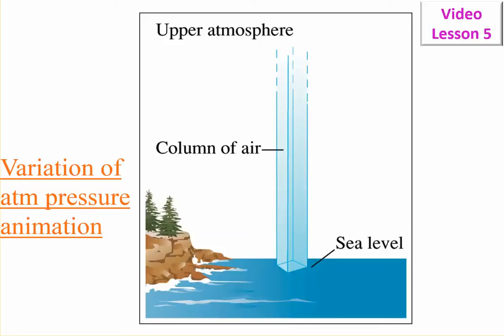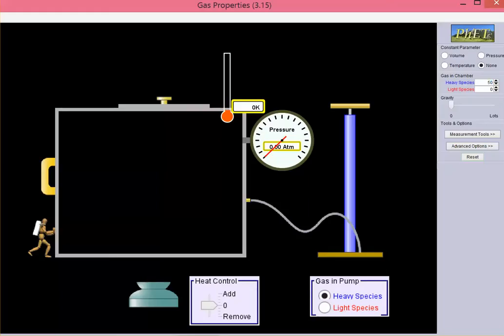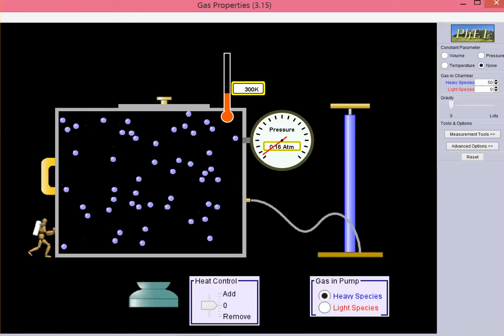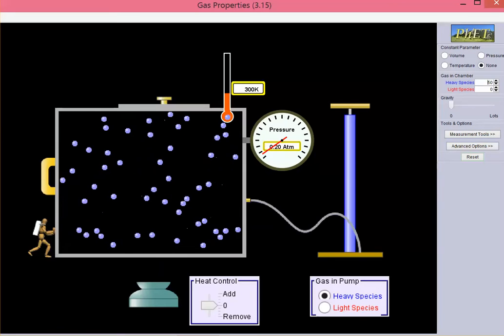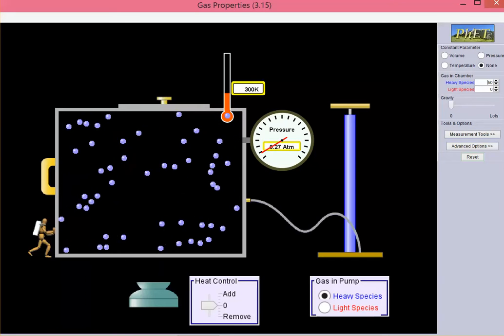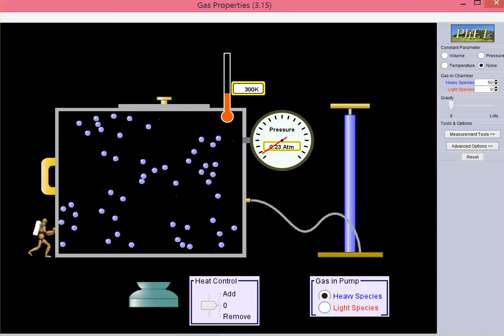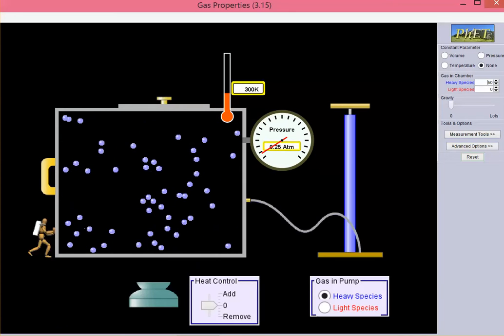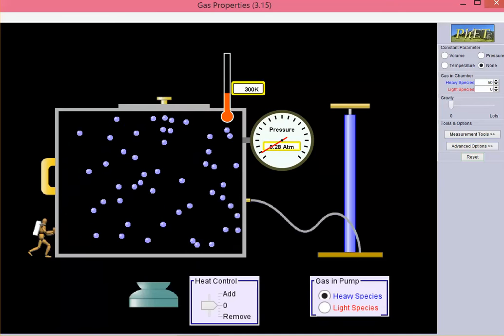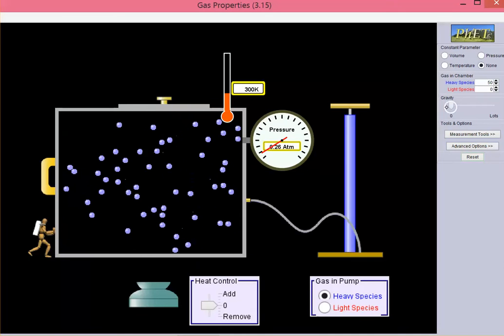Let's look at our animation again to see how the gravity affects the atmosphere. Okay, let's put some particles in there. Let them randomize a little bit. Right now, this animation is run on mathematical equations that give you random motion, and so the particles are bouncing around randomly. Right now, the calculation is not taking into account gravity. And so what I can do is come over here and turn up the gravity.